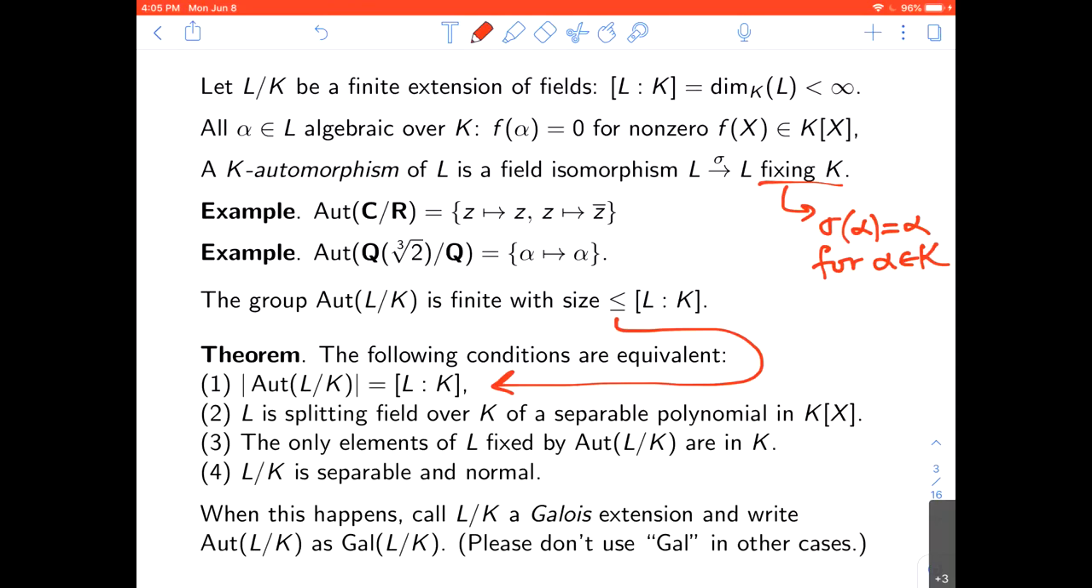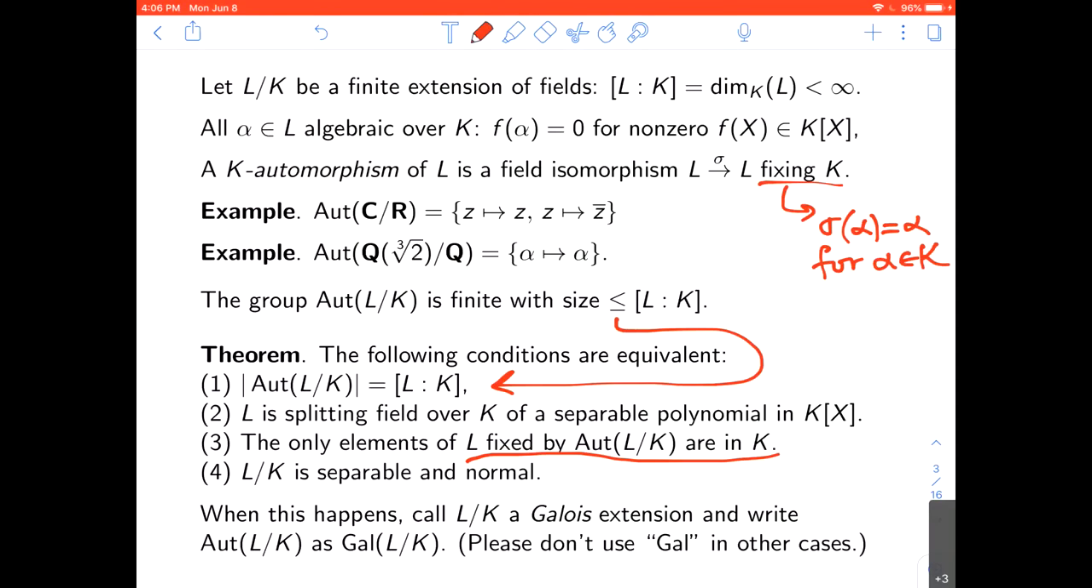It's the same thing as saying the base field is exactly the elements that are fixed by all the automorphisms. Like in the cubic example, my second example on the slide, everything is fixed by the group of automorphisms, so it's not a Galois extension. And the other last property, these are all equivalent to each other, is the extension is separable and normal. If you know what that means, great. If not, don't worry about it.